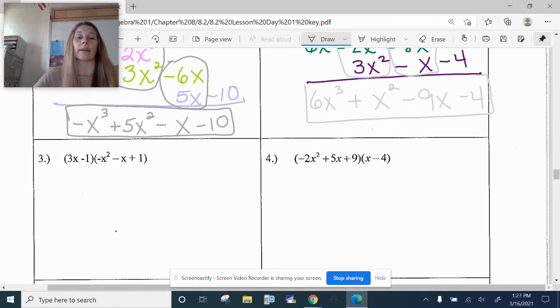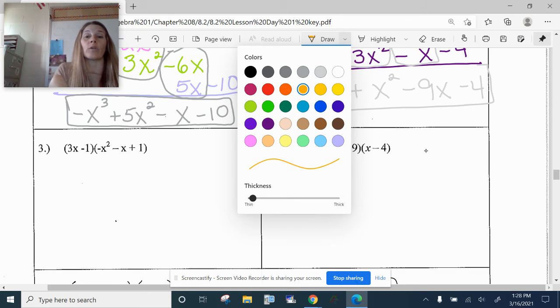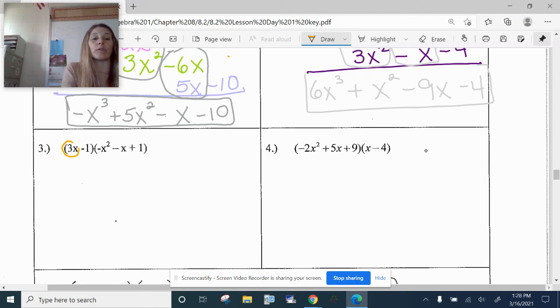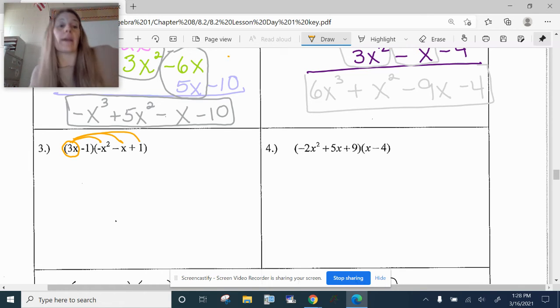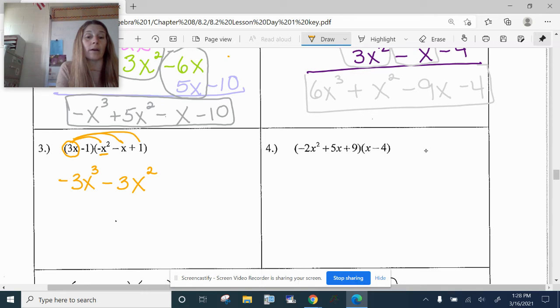All right, so we're just going to practice a couple more of this, multiplying the binomial by the trinomial. So here I have a binomial first, so I'm going to distribute the binomial to the trinomial. I'm just going to go left to right regardless of how it's set up. So 3x times negative x squared will be negative 3x cubed. Make sure that an x squared times an x, you're adding those exponents. 3x times negative x is going to be negative 3x squared. Again, adding exponents. And 3x times 1 is just going to be 3x.